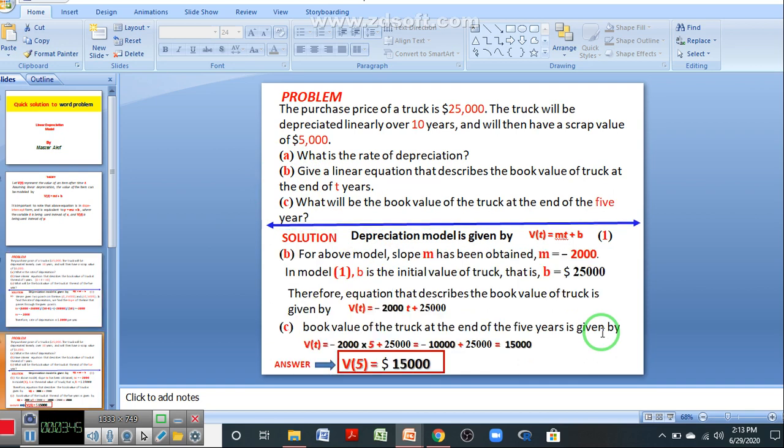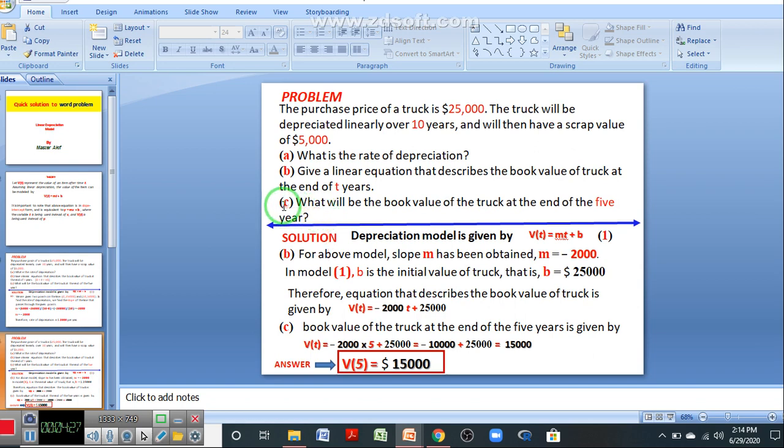What is in part B? We have to find the model, that is, find m and b. We calculated m in part A, it is minus 2,000. What is b? b is the initial value, or y-intercept. Initial value means when t is 0. We know that when t is 0, the worth of the machine is 25,000. So in place of b we can write 25,000, and in place of m we can write minus 2,000, calculated in part A. So the model becomes Vt equals minus 2,000 times t plus 25,000. This 25,000 is the initial worth of the machine, which is the y-intercept. So we got the formula, the linear model.